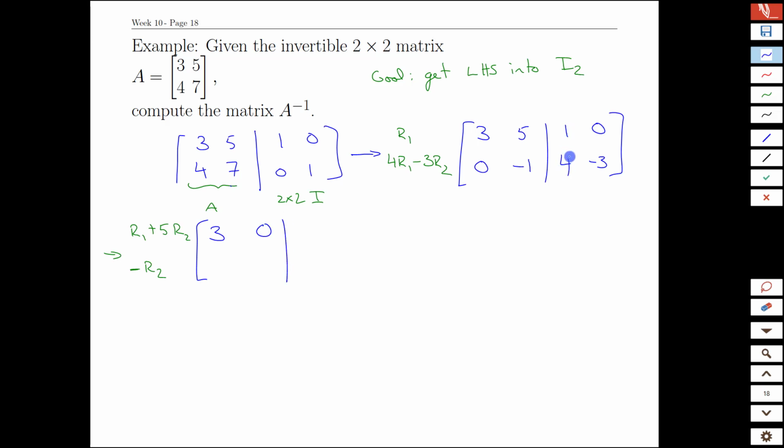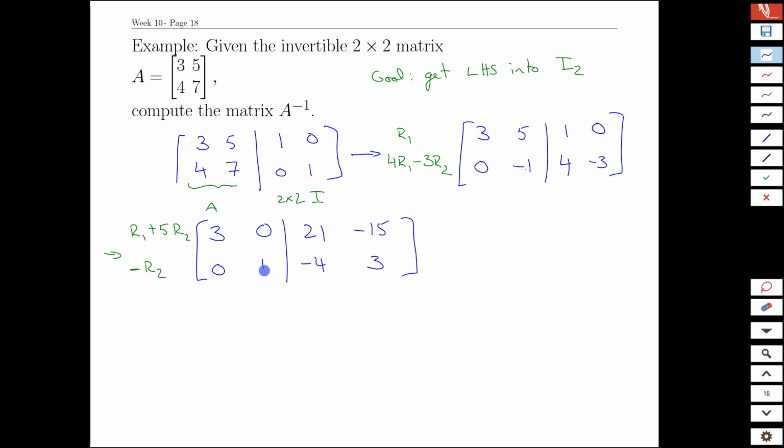R1 plus 5 times this. 1 plus 5 times 4 is 21. This plus 5 times this is negative 15. So again, first row plus 5 times the second row, and so on. Then the second row we're going to keep the same except flip all the signs. So 0, 1 becomes negative 4 and becomes positive 3, just flipping all the signs.